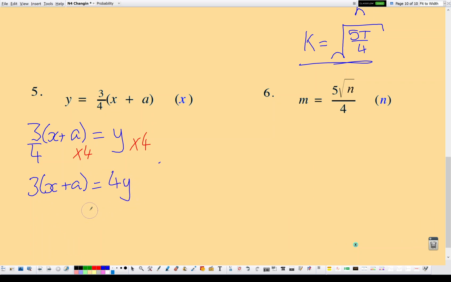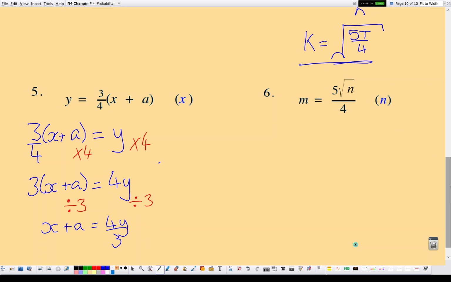Now we're stripping away everything on the same side as x. So I've got a 3 times, which I'm going to undo by dividing by 3, which is going to produce a fraction over there. So x plus a equal to this fraction. x plus a equals 4y over 3.